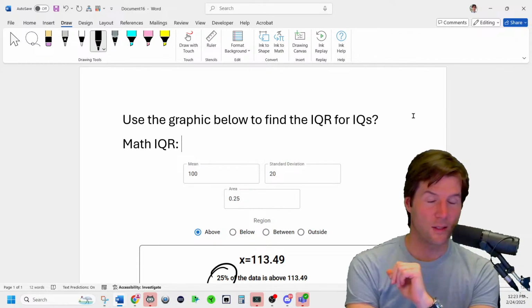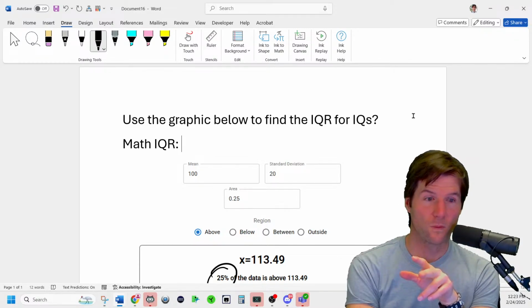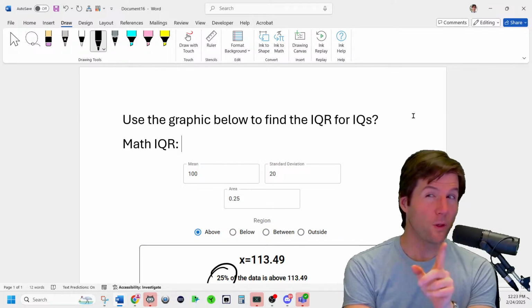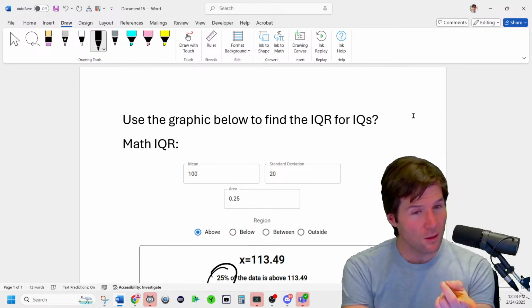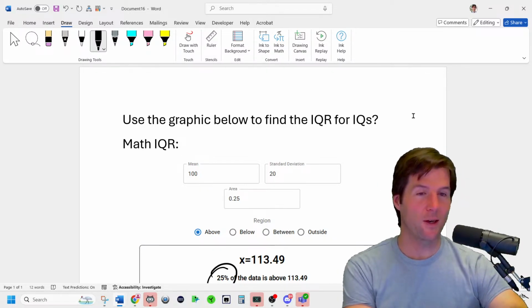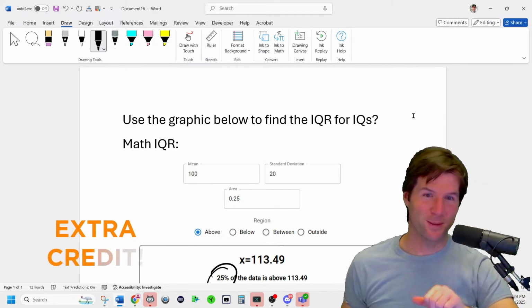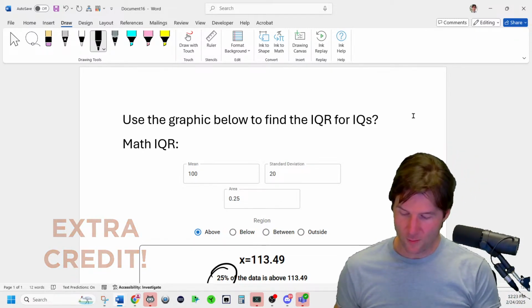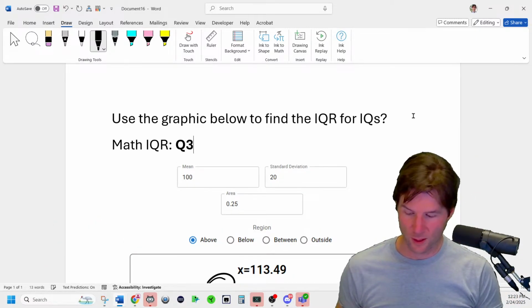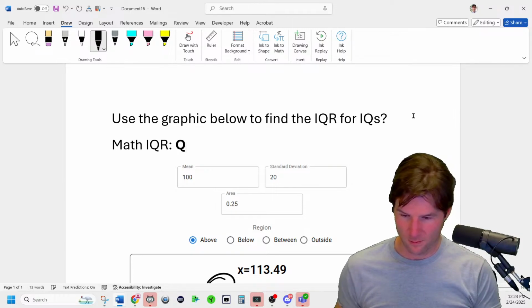It's not 50. Good guess. Not max, that's the range. The range is max minus min. We could z-score it, we could do that. Emily on fire. Emily is correct. Great job, Emily. Emily got it right. It is Q3 minus Q1.